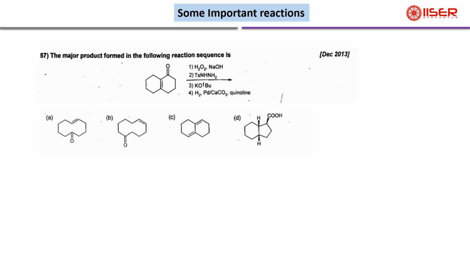Next one is this one. What will be the major product formed in the following reaction sequence? So this is from the reagent combination. First the epoxidation, then the tosyl hydrazine. That means it is an Eschenmoser reaction. So if you draw the product, after the first step it will form this epoxide.